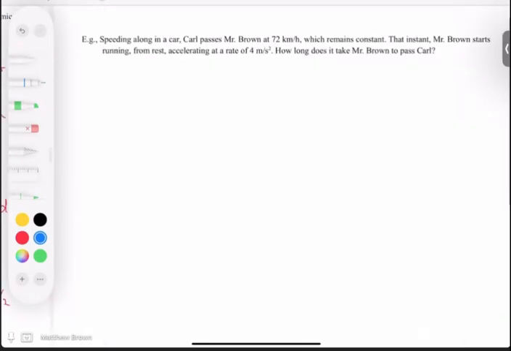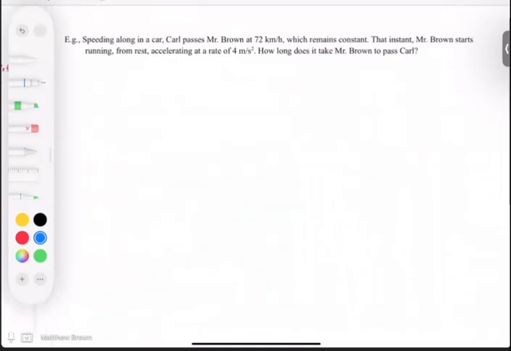Speeding along in a car, Carl passes Mr. Brown at 72 kilometers an hour, which remains constant. That instant, Mr. Brown starts running from rest, accelerating at a rate of 4 meters per second squared. How long does it take Mr. Brown to pass Carl?